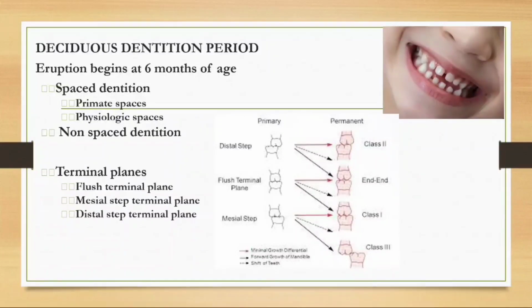Some will be non-spaced dentition. So if the physiological space is not present, there will definitely be crowding in the permanent dentition. And we have the terminal planes, that is, future molar relations in deciduous dentition: distal step, then the flush terminal plane, and the mesial step. In future the mesial step will become class 1 or class 3 depending upon the movement of mandibular teeth.